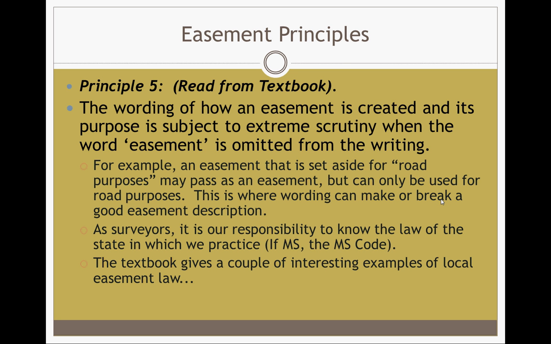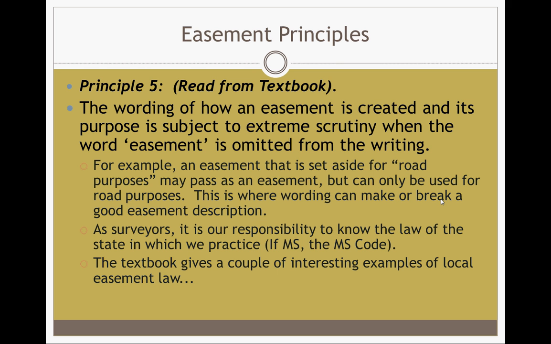For example, an easement that is set aside for road purposes may pass as an easement, just looking at it, but it can only be used for road purposes. So what if I want to use it for something else? Well, I can't. And this is where wording can make or break a good easement or description. You have to think about the intent and the wording behind the intent as we go through these surveys.